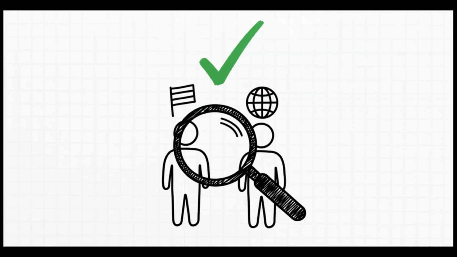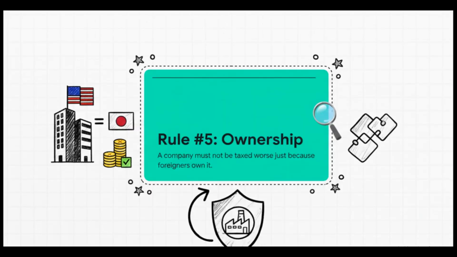Now, there is a super important exception here, a big but. Countries are allowed to have rules to stop tax avoidance. For example, they can have rules to prevent companies from loading up on debt from a related foreign company to shift profits out of the country. The absolute key, though, is that those anti-avoidance rules have to apply to everyone, payments to locals and foreigners alike. And that brings us to our 5th and final rule, which protects the company itself.